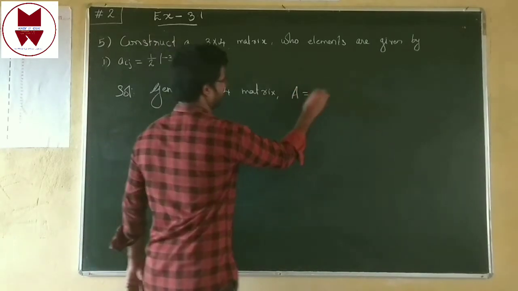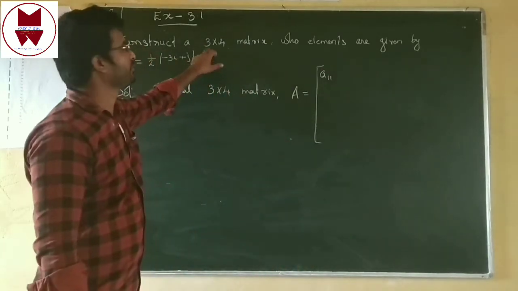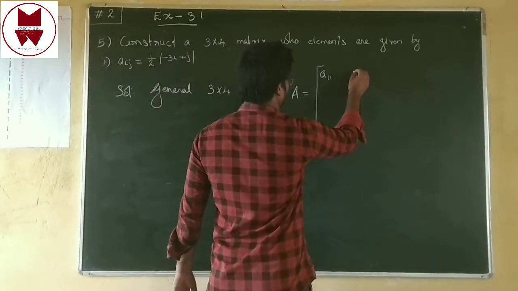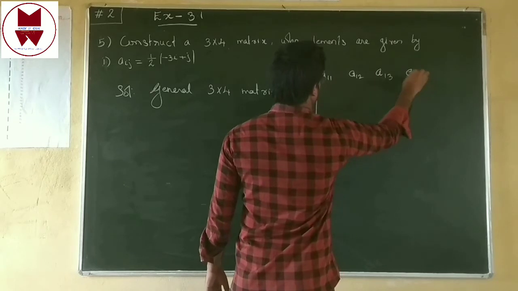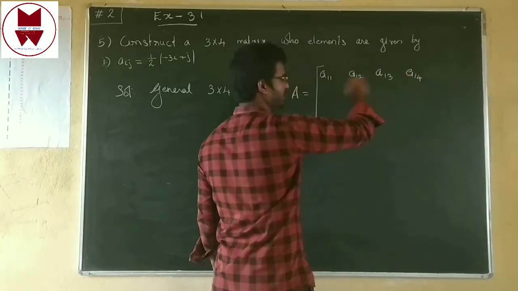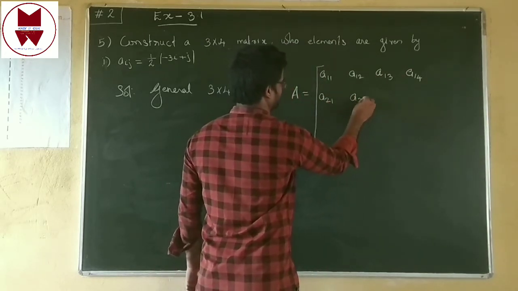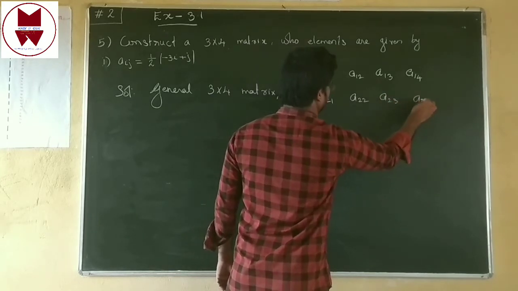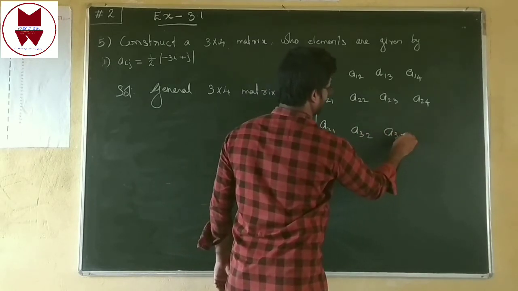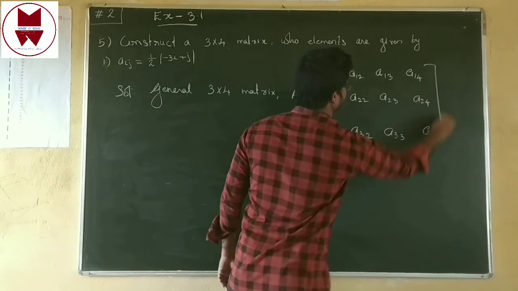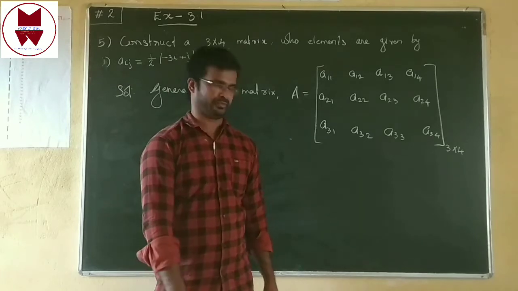You can give any name. I'm just giving a matrix. In here, 3 rows we need, 4 columns we need. Then 4 columns we can write A11, A12, A13, A14. 4 columns, 1, 2, 3, 4. Then 3 rows we need. Already 1 row we wrote. Then next A21, A22, A23, A24. Then third row A31, A32, A33, A34. 3 by 4. This is our general 3 by 4 matrix.